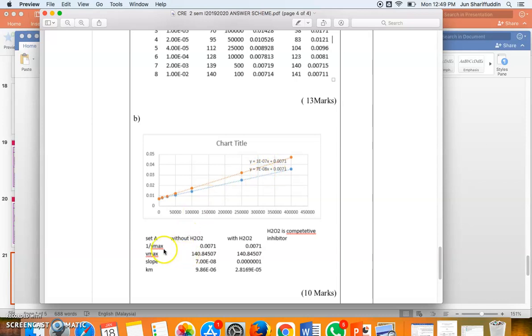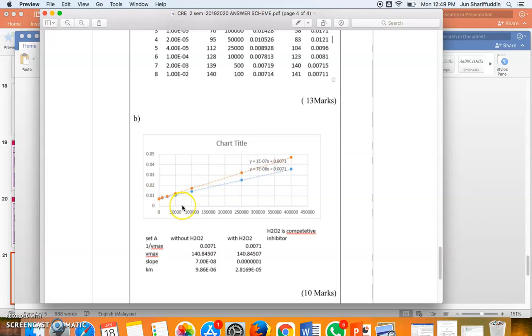So from 1 over Vmax, the graph will produce 0.071. So you can determine your Vmax is actually 114. From the slope, it will be 7 to the power of minus 8, right? So the slope equals Km over Vmax, and then you can determine your Km. You do the same thing with the line with inhibitor, right? And then you will see this is the pattern of the graph.